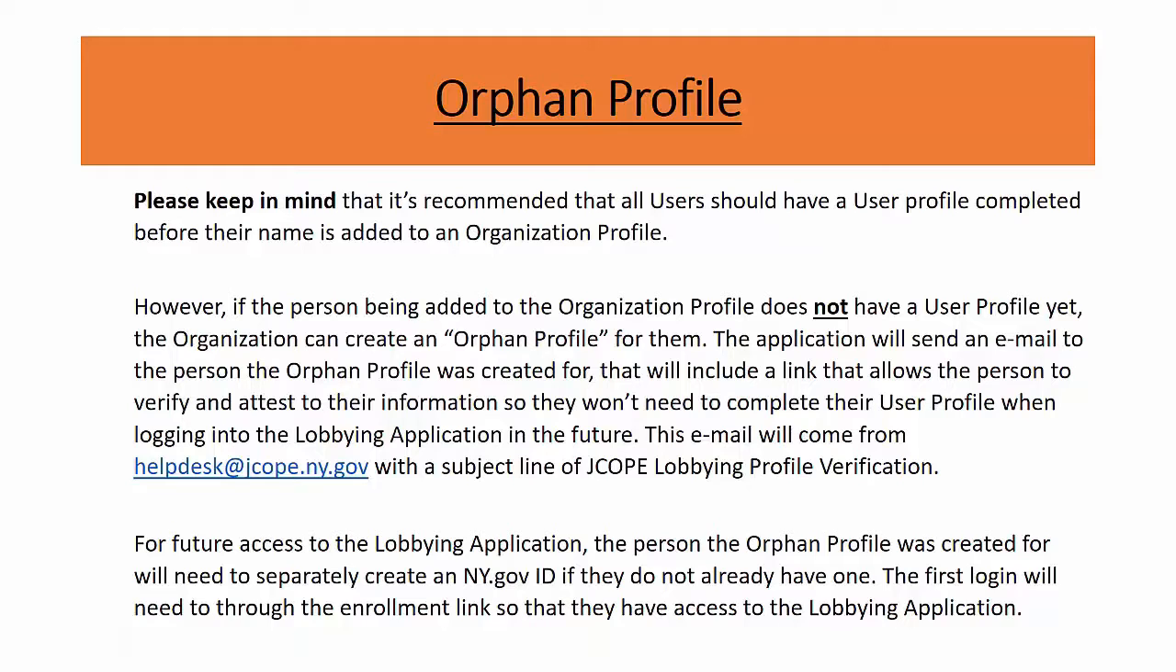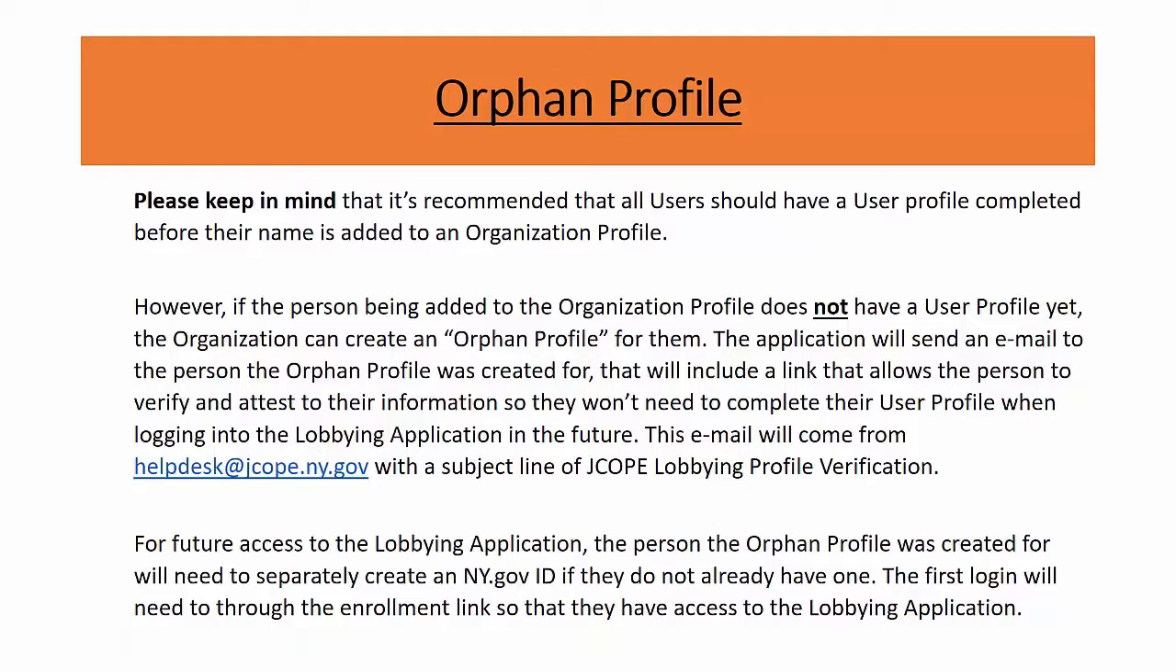For future access to the lobbying application, the person the Orphan profile was created for will still need a personal ny.gov ID to access the lobbying application. They will need to separately create an ny.gov ID if they do not already have one. Also, their first login will still need to go through the enrollment link so their access to the lobbying application can be established. Let's create a new user profile.